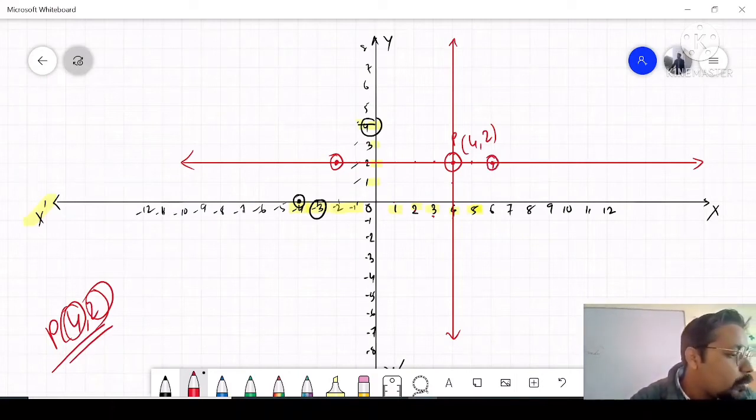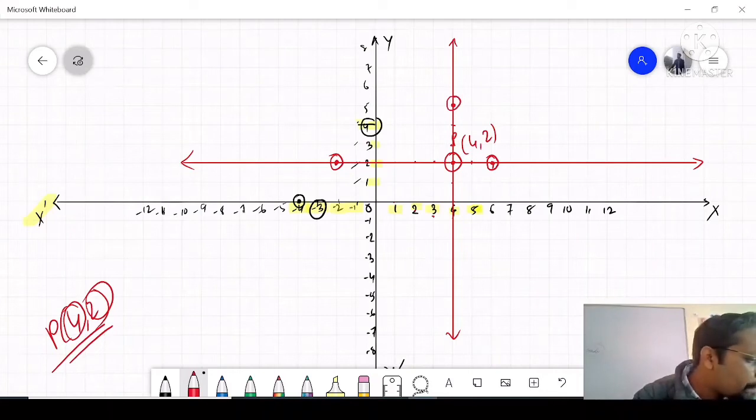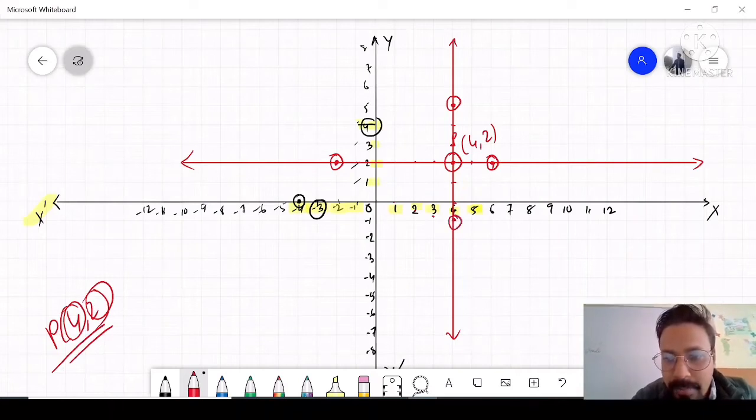Then also take 2 points, one above P by a distance of 3 units. From here we have to go 3 points, 1, 2, 3. This one, and one below P by a distance of 3 units. So 1, 2 and 3. This one. So we have got 4 new points. We have to find the coordinates.